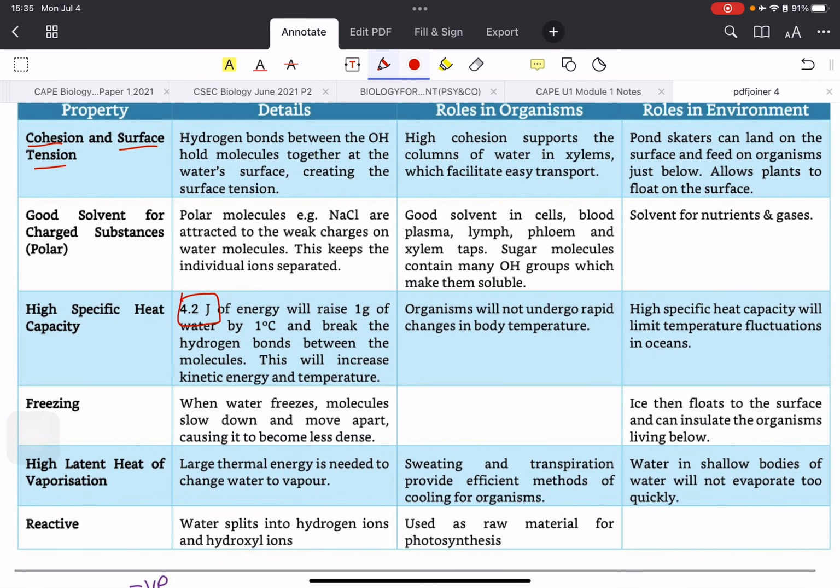And finally, water could actually participate in a lot of reactions, right? So water splits into hydrogen atoms and something called hydroxyl ions. And the major reaction that you need to know is photosynthesis, right? And you will get into the nitty-gritty of photosynthesis in Unit 2. But you know from CSEC that photosynthesis has a light dependent and light independent stage, and water is needed somewhere in that equation, right? So water is needed for photosynthesis because it's reactive.